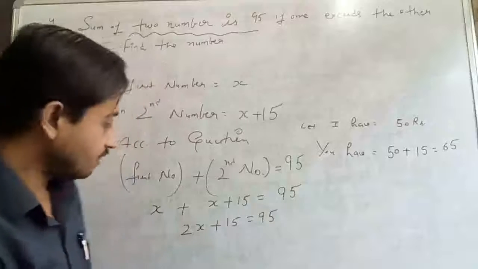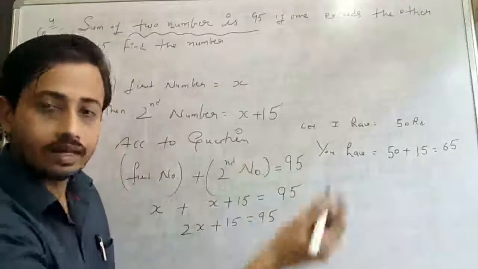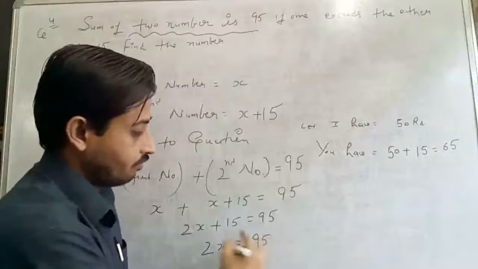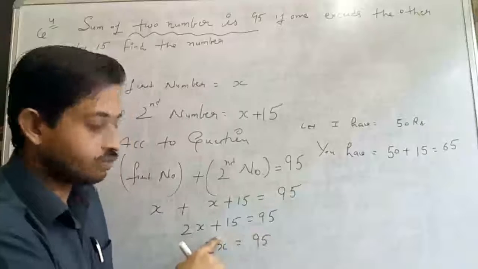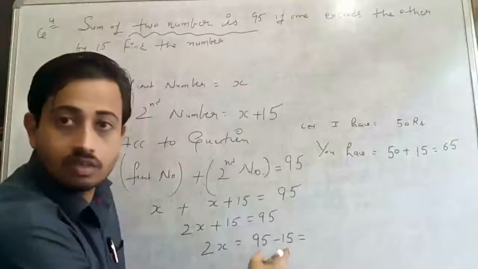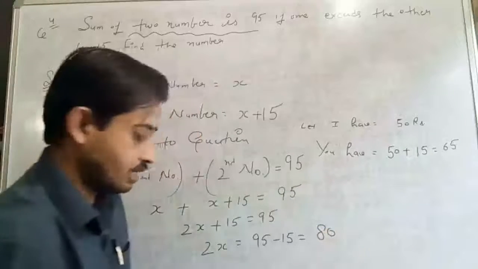Now we have to calculate the value of x. That's why I have to take 15 to the right hand side. So this is 2x. Take 15 to the right hand side, then the sign of the 15 becomes negative because here it is positive. What will we get here? 95 minus 15, which is equal to 80.